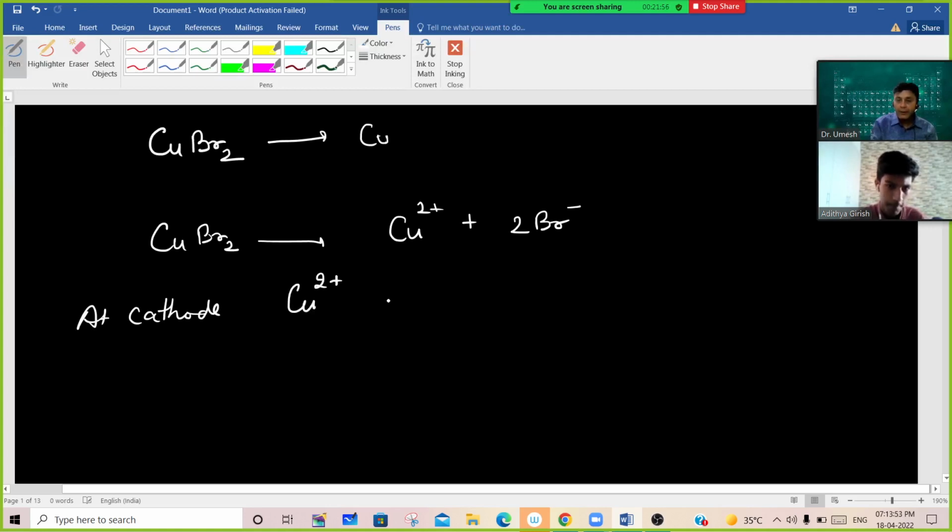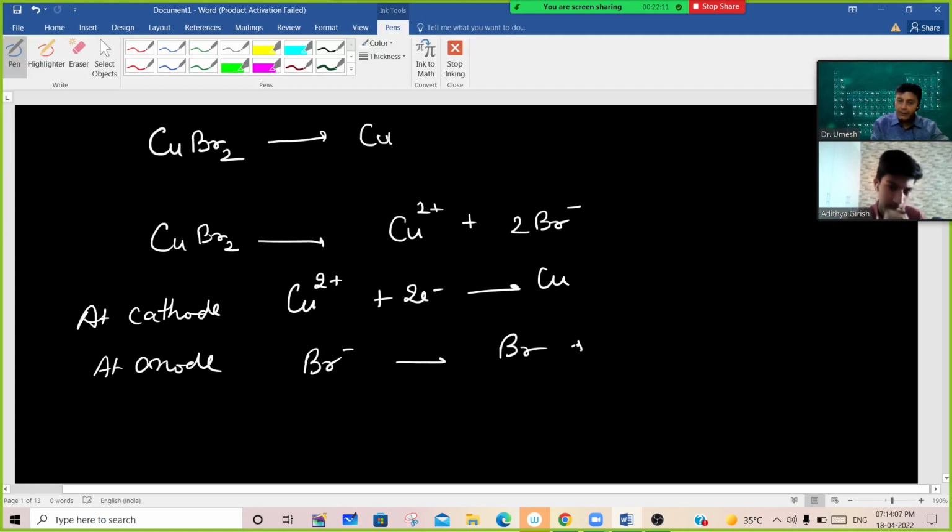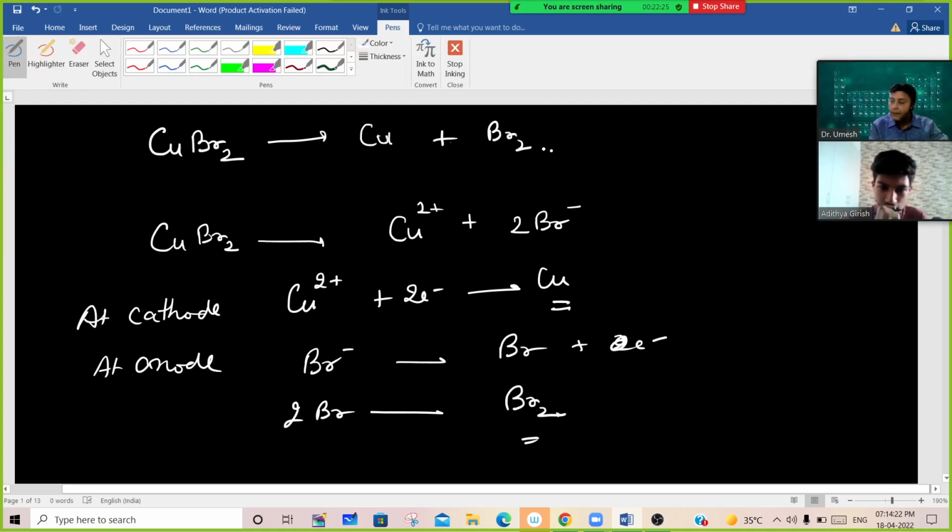these copper ions will gain electrons and become copper. It means the copper will be deposited at the cathode. And at the anode, the Br negative ion will lose an electron and become Br, and two such bromine atoms will give you Br2. It means copper at the cathode and Br2 at the anode. Am I clear?